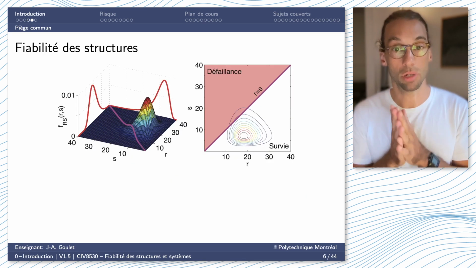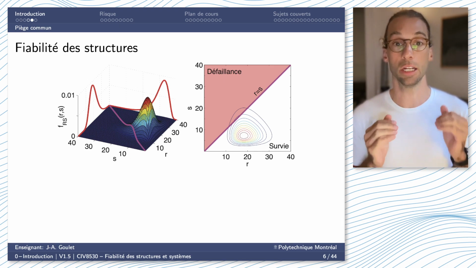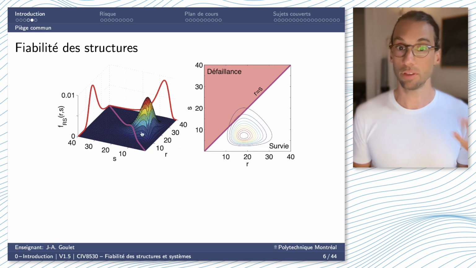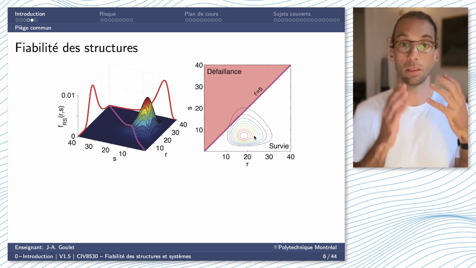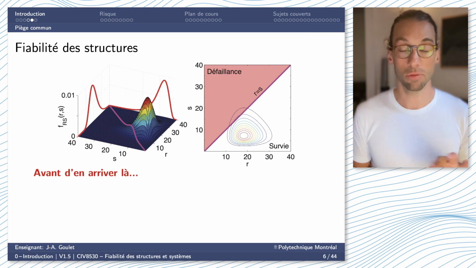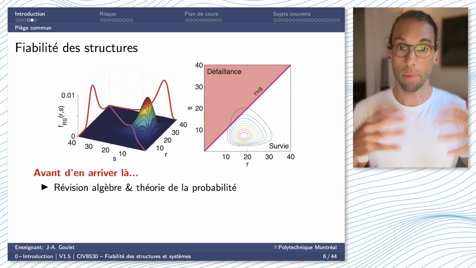If we want to think about reliability and probability of failure, we need to look at it in a multivariate domain. Here we have two times kind of the same information. On one axis we have the resistance, on the other we have the solicitation. So here we have a 2D surface representing a joint PDF. Here it's simply a contour plot. We need to look at the problem in such a multivariate domain if we want to compute the probability of failure. But before going there in detail, we need to see some background concepts.